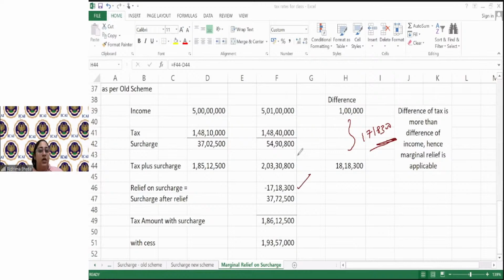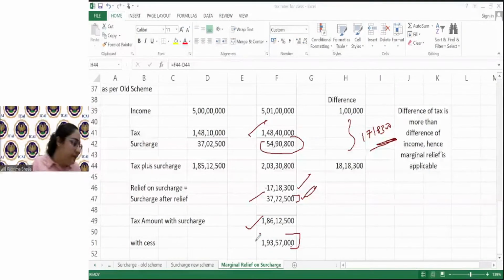This relief is on surcharge. How much surcharge had I calculated? 5490. So after relief, the revised surcharge is 3772,500. Now the tax is this plus this, 186 1,500, plus cess. Always remember to calculate relief before cess. Not after cess, before cess. Okay?